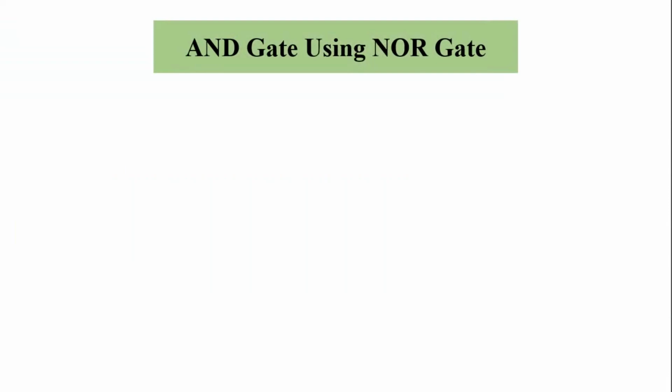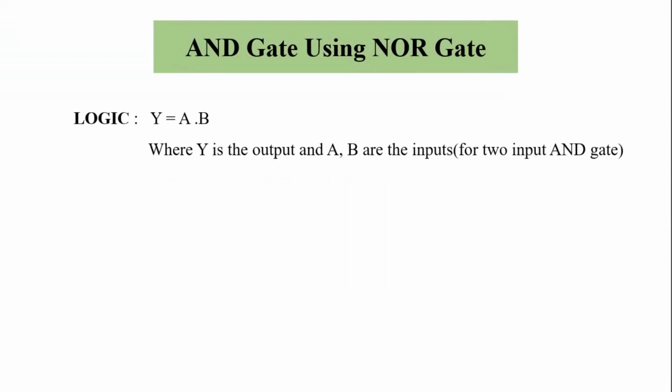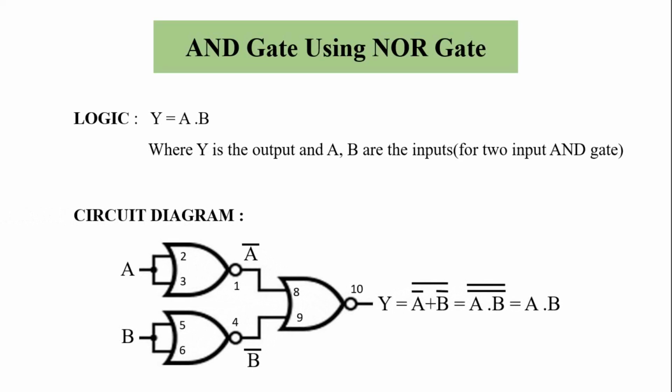Now we will make AND gate using NOR gate. Logic of AND gate is already discussed. Circuit diagram. Here we need 3 NOR gates for making AND gate. In the first NOR gate, only one input A is taken, so the output is A bar. In the second NOR gate, only one input B is taken, so the output is here B bar.